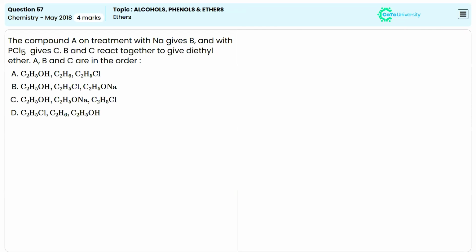Now we have a reaction series. The equation is not given; we have to create it. The compound A on treatment with sodium gives B, and with PCl5 gives C. B and C react together to produce diethyl ether, and we have to find out A, B, and C. So A on treatment with sodium gives B, and A reacting with PCl5 gives C. B and C reacting together produce diethyl ether. So here A will be ethanol, that is C2H5OH, that is ethanol, right?